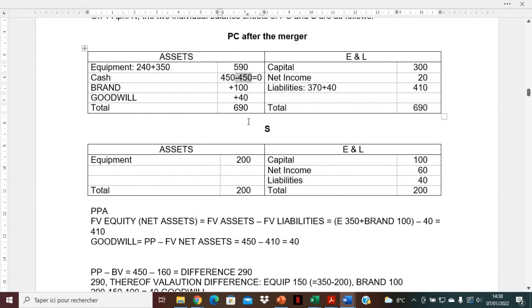So overall, my asset side increases by 40 and is now at 730. And the liability side also increases by 40. And therefore, we have on both sides now the same thing. And this will be my final balance sheet. So after the merger, I see goodwill, I see a brand name, and I see all the other assets. Okay, so far so good. Do you have questions on this so far?